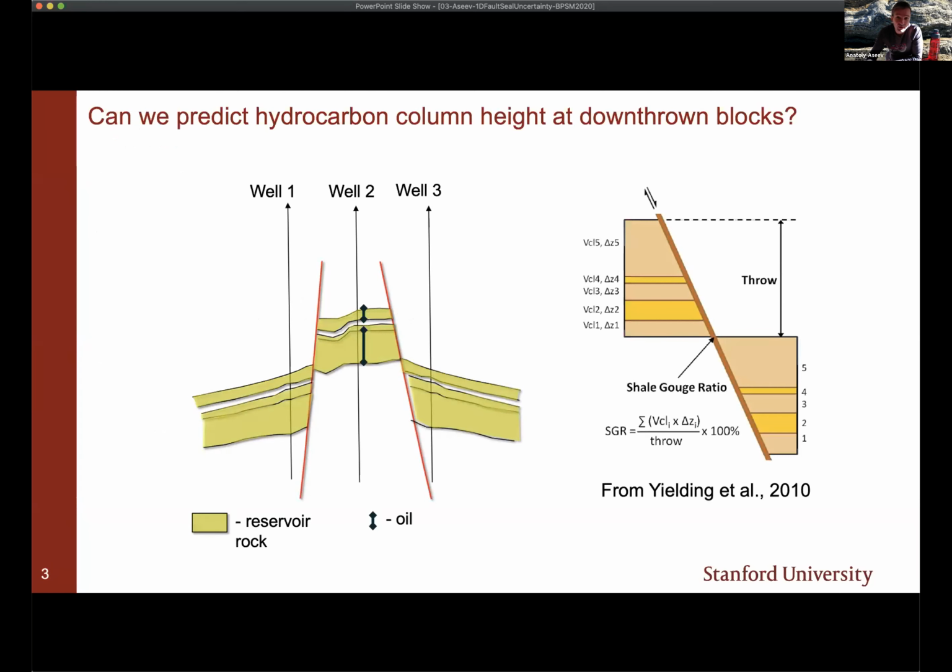In faulted areas, faults often play an important role in sealing our petroleum system. In this sketch, we have 3 wells. One well, number 2, is located on the horst and 2 on the downthrown part of the fault system. So the question is, can we use well data and predict column height in the hanging wall traps?